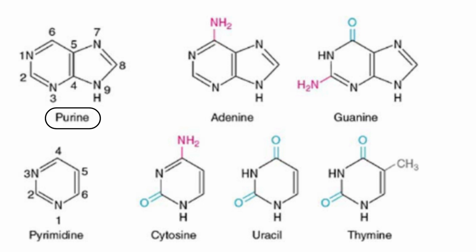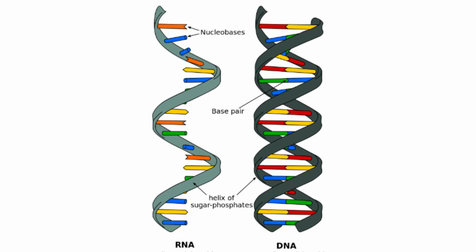There's purines and pyrimidines. If the nitrogenous base has two rings, it is a purine. If it has one ring, it's a pyrimidine. The purines are adenine and guanine, and the pyrimidines are cytosine, thymine, and uracil.